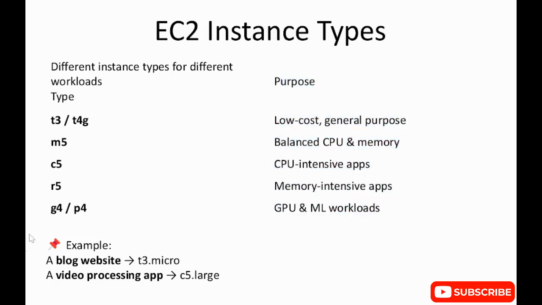Example: suppose we made a blog website. For this we can use a t3.micro instance. And for video processing apps we can use a c5.large. So this is the instance.